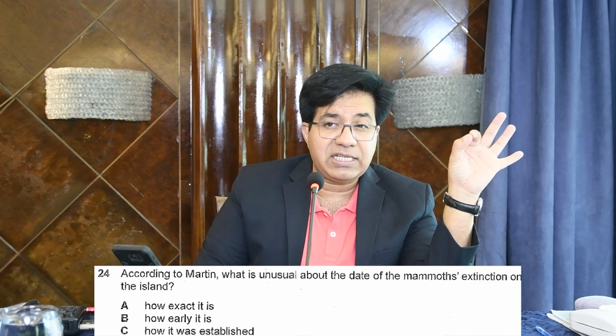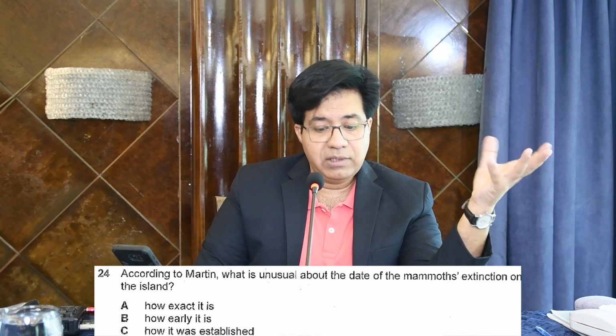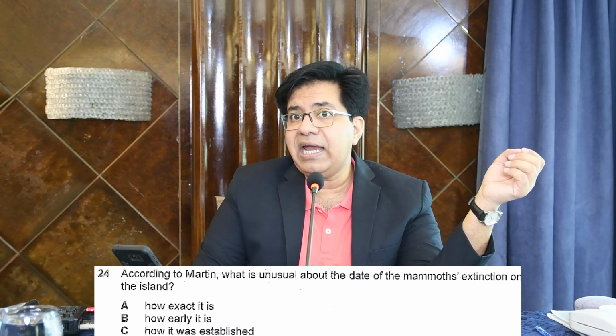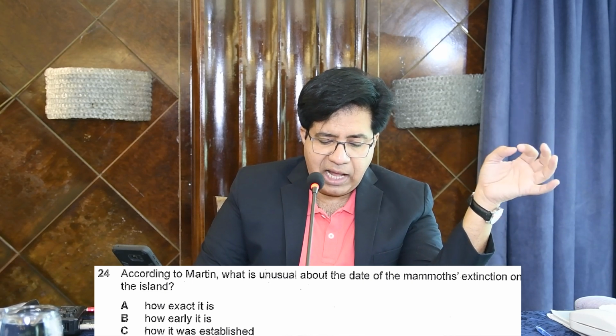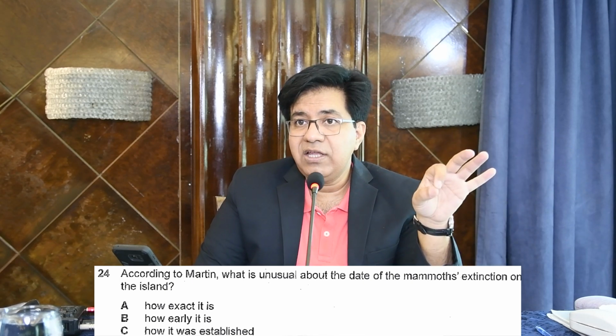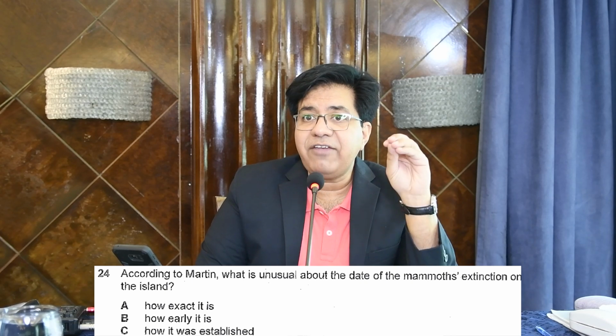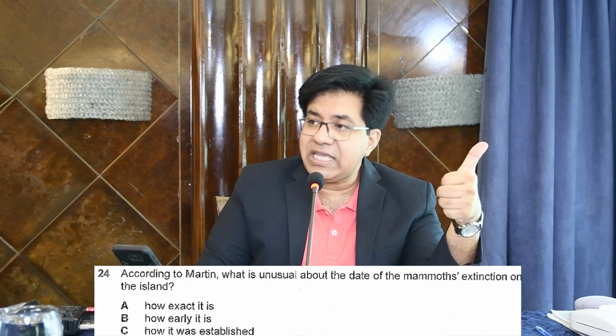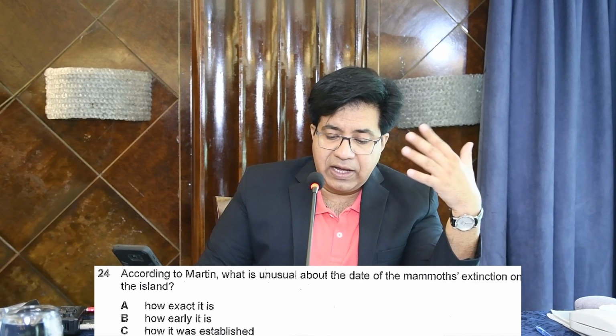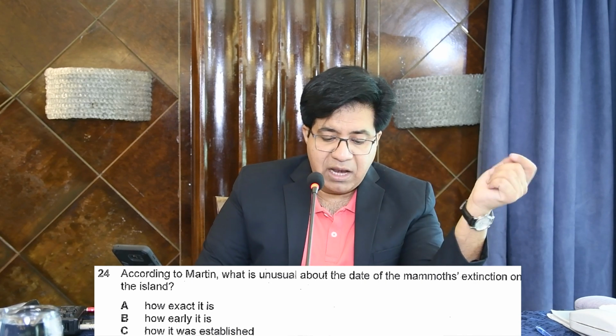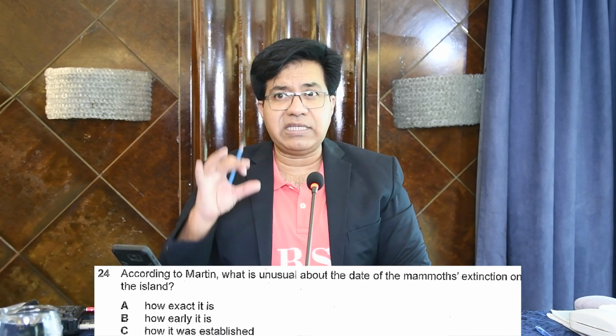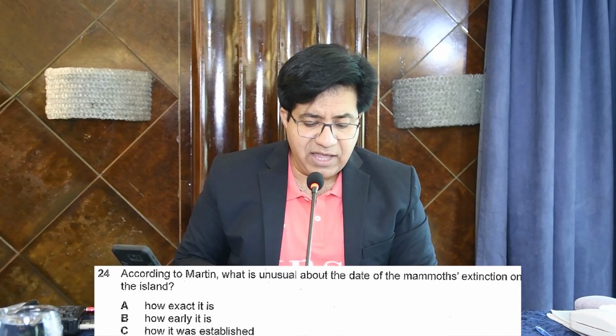If the date is exact and this is unusual, A will be the right answer. How early it is, meaning it happened earlier. And how it was established, the method with which they established the date. If the method is unusual, C will be the right answer. If the date is early and that is special about it, then B is the right answer. And if the date is exact, then A will be the right answer.